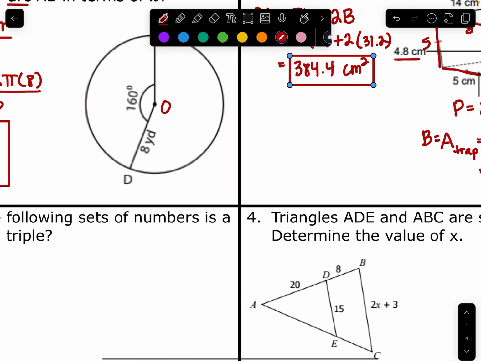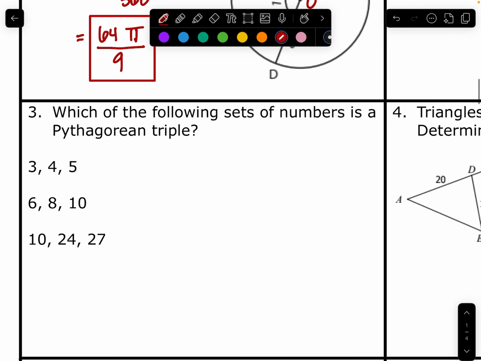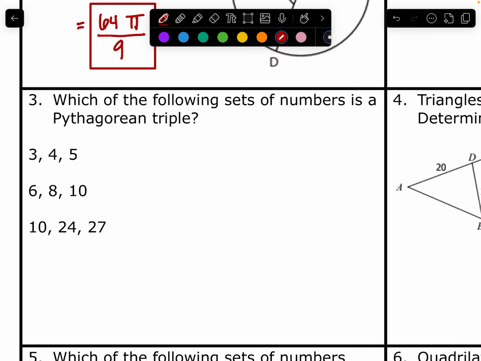Number three, which of the following sets of numbers is a Pythagorean triple? Pythagorean triple just means that these three whole numbers fit the Pythagorean theorem. So we got 3, 4, and 5. We're going to add 3 squared and 4 squared and see if it equals 5 squared. 3 squared is 9, 4 squared is 16, 9 plus 16 is 25, which does equal 5 squared. So this is a good one.